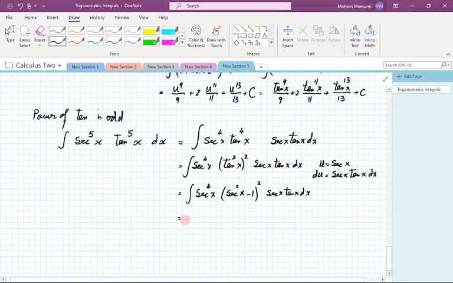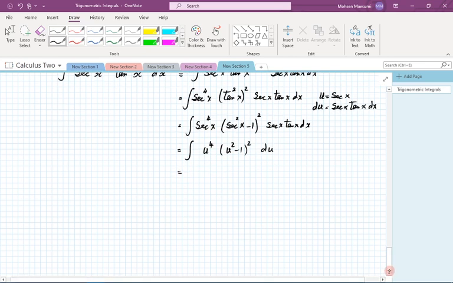So what happens now? Let's go to the u language. So that's going to be u to the power of 4 times u squared minus 1 squared, and that's going to be du. So again, we are looking at a polynomial integration. That means essentially the problem is 99% over, and we have an easy time now. u squared, u^4 minus 2u squared plus 1, so u^8 minus 2u^6 plus u^4 du, I believe.